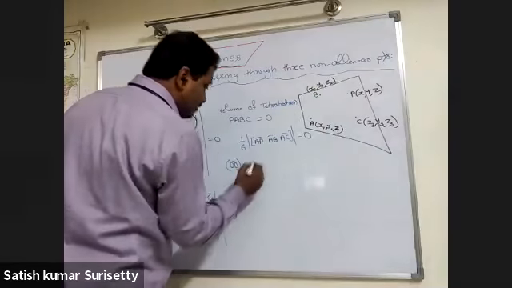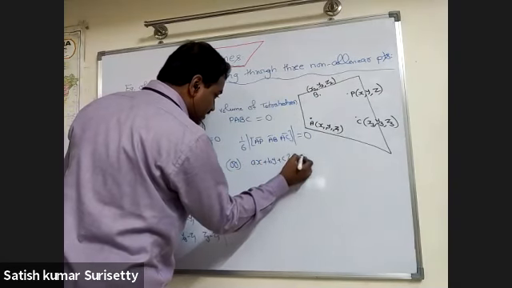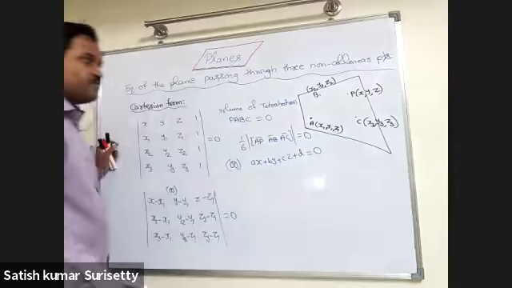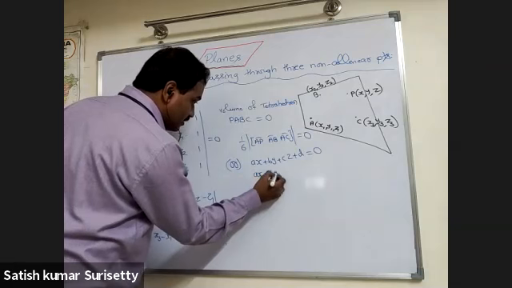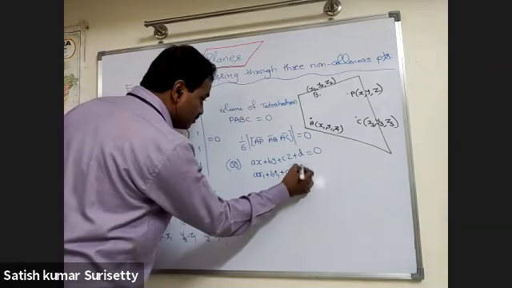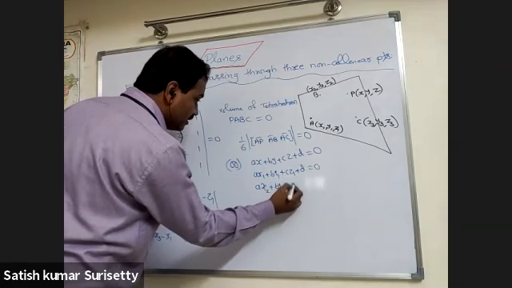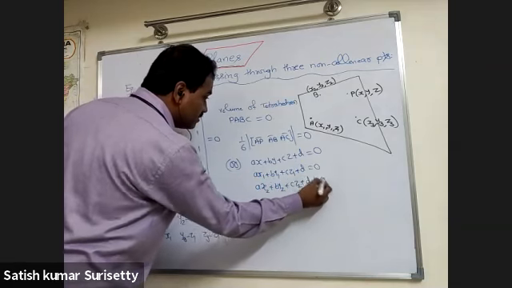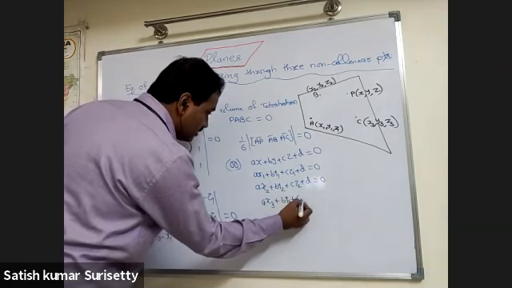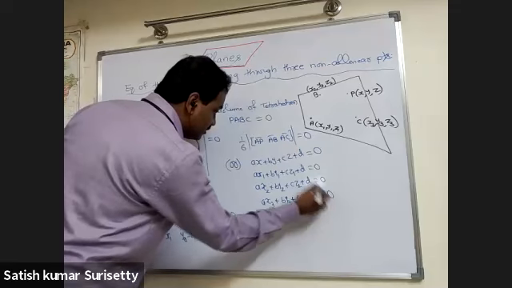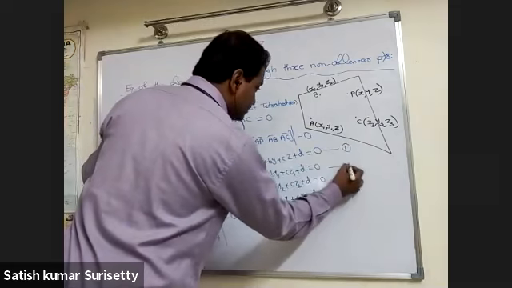Take the equation of the plane as Ax plus By plus Cz plus D equal to 0 and substitute the points: Ax1 plus By1 plus Cz1 plus D equal to 0. Ax2 plus By2 plus Cz2 plus D equal to 0. Ax3 plus By3 plus Cz3 plus D equal to 0. Now these are the four equations.